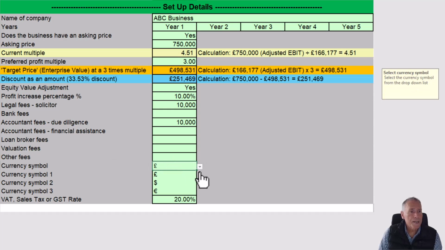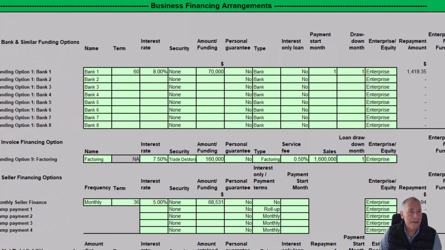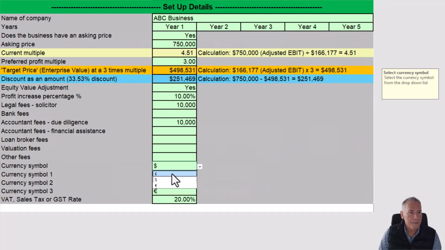You can also change the currency symbol. So everything has got pound signs because we've selected pound signs. You can change that to dollars. So everything within the reports, at the top of the balance sheets, financing will all turn into dollars by changing that. Let's just change that back to pounds or euros. Or if your currency is not shown here, you could just put your currency in and then it would show up here to be in that drop down.